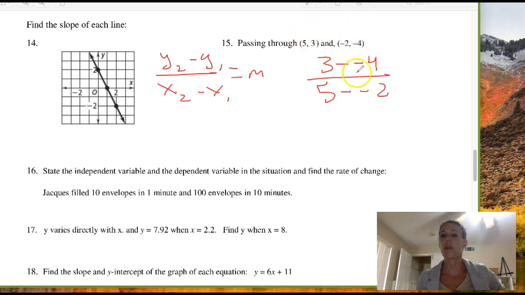Okay. 3 minus negative 4. Double negative is a positive, and that becomes 7. 5 minus negative 2, that becomes positive, and that becomes 7. 7 divided by 7 is 1, so my slope should be 1.